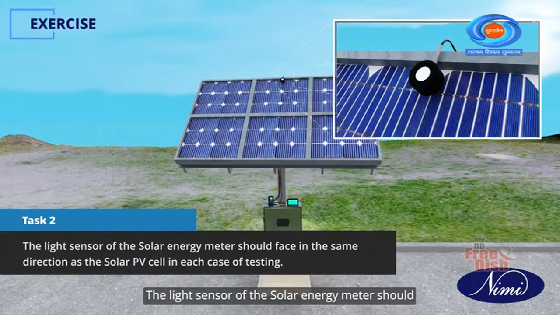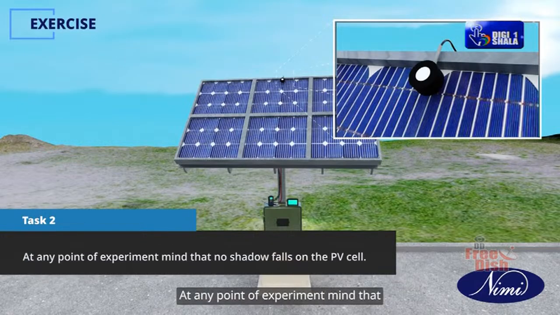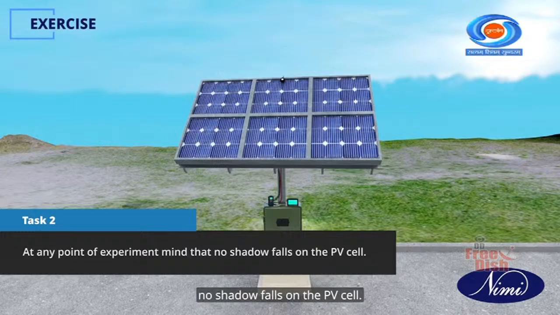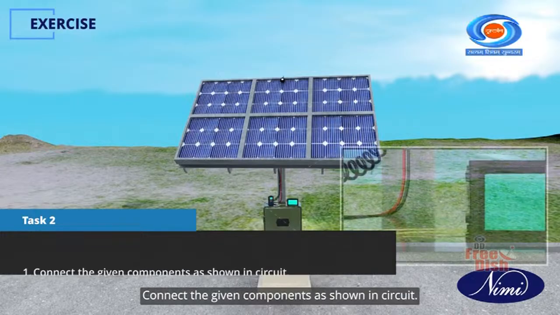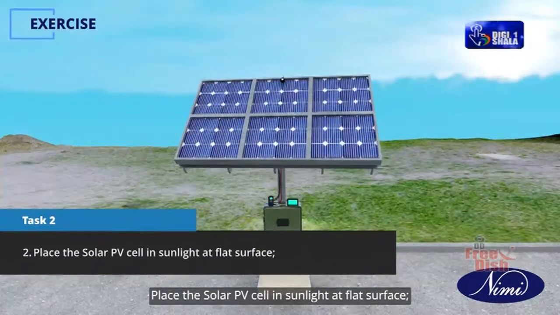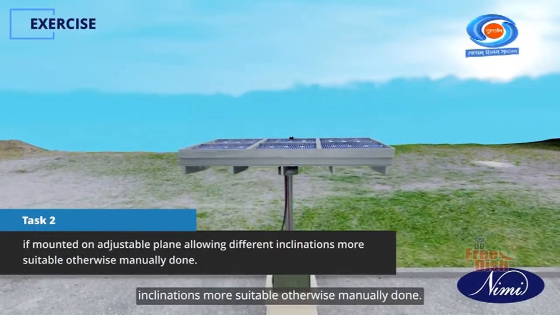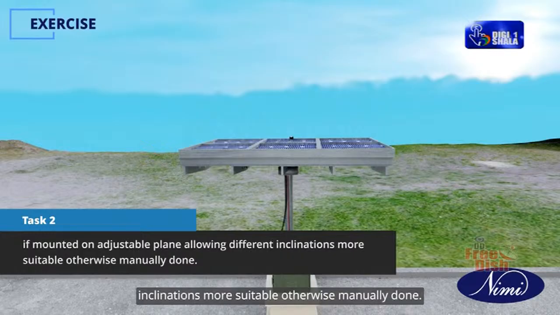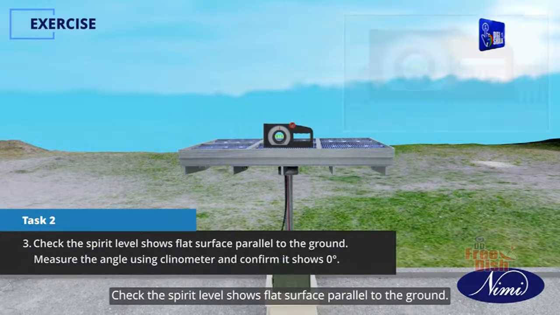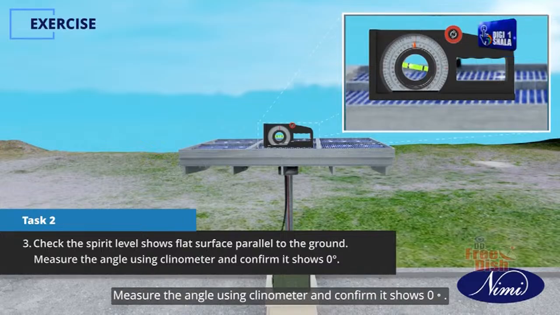The light sensor of the solar energy meter should face in the same direction as the solar PV cell in each case of testing. At any point of experiment, mind that no shadow falls on the PV cell. Connect the given components as shown in circuit. Place the solar PV cell in sunlight at flat surface. If mounted on adjustable plane, allowing different inclinations, more suitable, otherwise manually done. Check the spirit level shows flat surface parallel to the ground. Measure the angle using clinometer and confirm it shows 0 degrees.